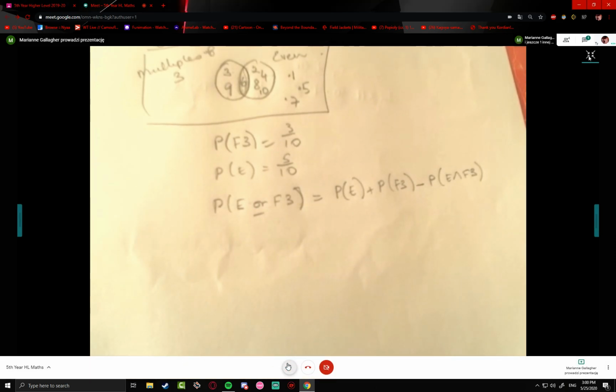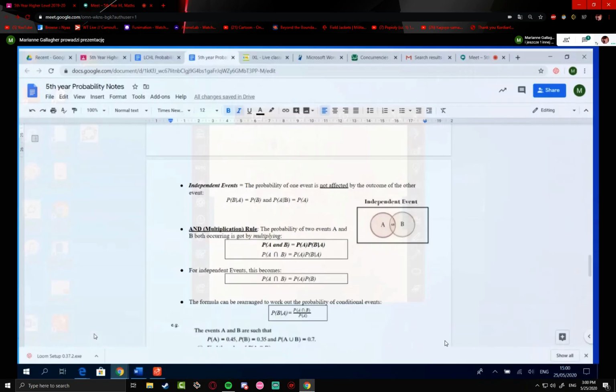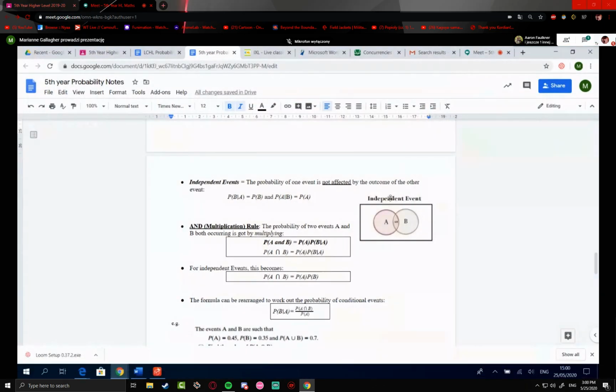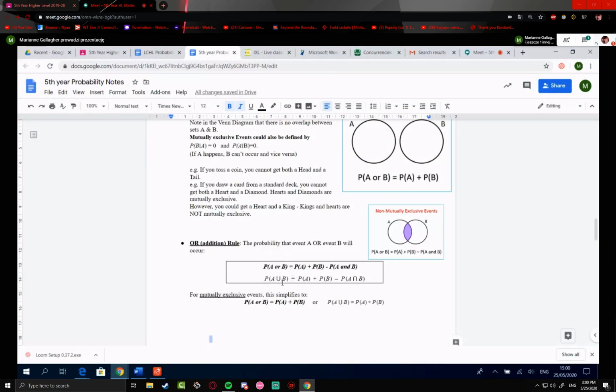Does that make sense? So that's the OR rule. If there's an overlap, you have to take away the overlap. You don't include it twice. So there it is, the OR, the addition rule. A union B is P(A) plus P(B) minus the intersection. And if A and B are mutually exclusive, in other words, if there's no overlap, then you can just add the two and there's no intersection to take away.